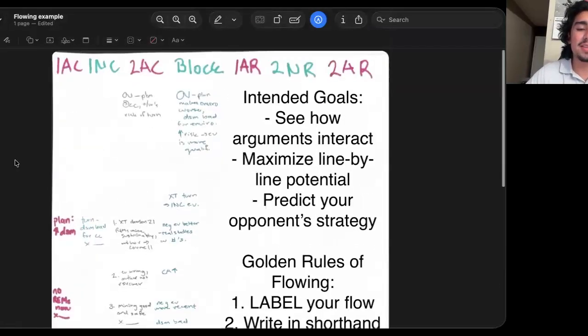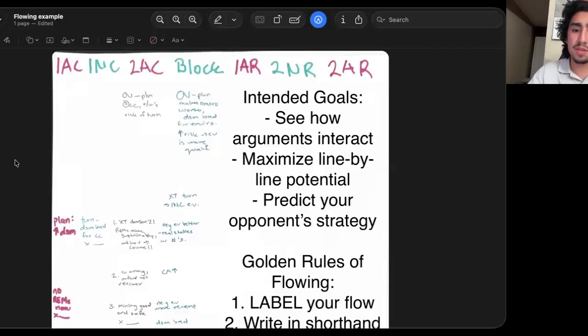It's slightly longer than your average printer paper. If you don't have this specific type of paper, that's fine. You can use regular size paper to do this as well. But I want you to follow some specific rules when it comes to flowing, which is just how we take notes of debates. The intended goals for flowing are to see how arguments interact, to maximize line by line potential, and to predict your opponent's strategy.